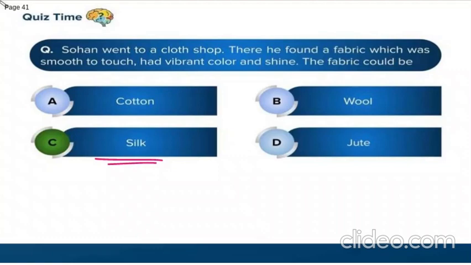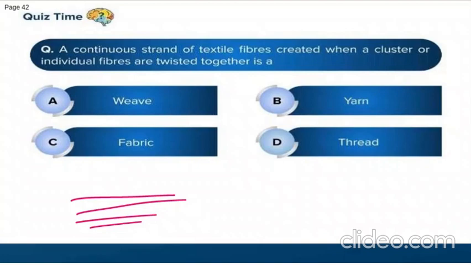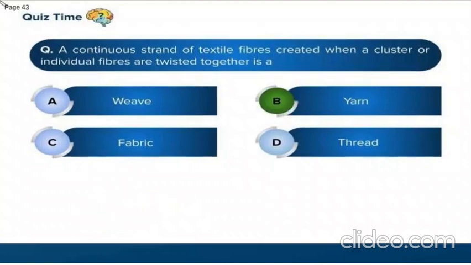and expensive. Next question is a continuous strand of textile fibers created when a cluster of individual fibers are twisted together. So many fibers, many threads, they come together and make up what? That you have to answer. So for 10 seconds, one, two, three, four, five, six, seven, eight, nine, ten. So the right answer to this is nothing but yarn. When many fibers come together, they make the yarn. Then many yarns we take and make the fabric.